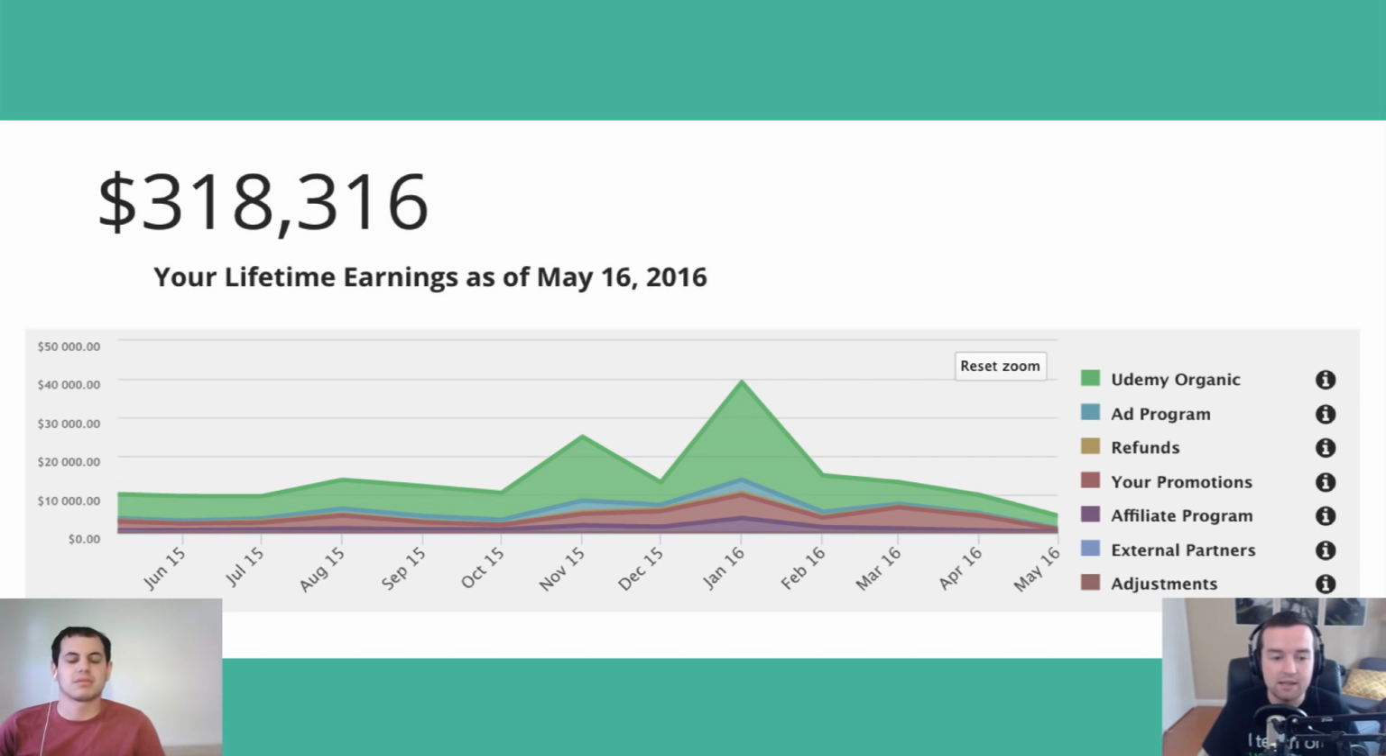So it's pretty amazing. You can see also, though, that this graph shows the decrease in earnings from the past couple months. And that's something that everyone on Udemy is probably aware of. Since the pricing change, there has been a significant decrease in earnings. Last month was the first month that I had a sub $10,000 month in about a year. So it doesn't worry me.